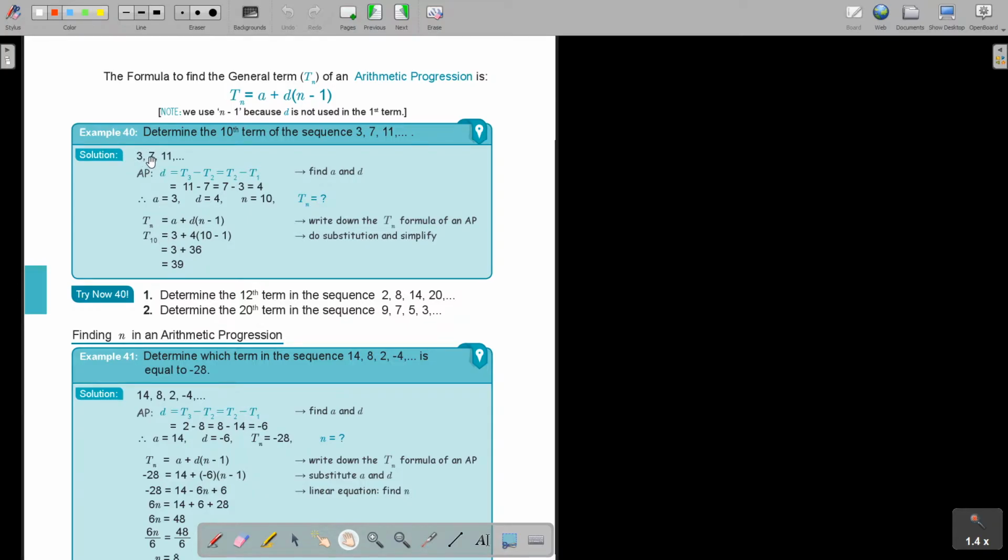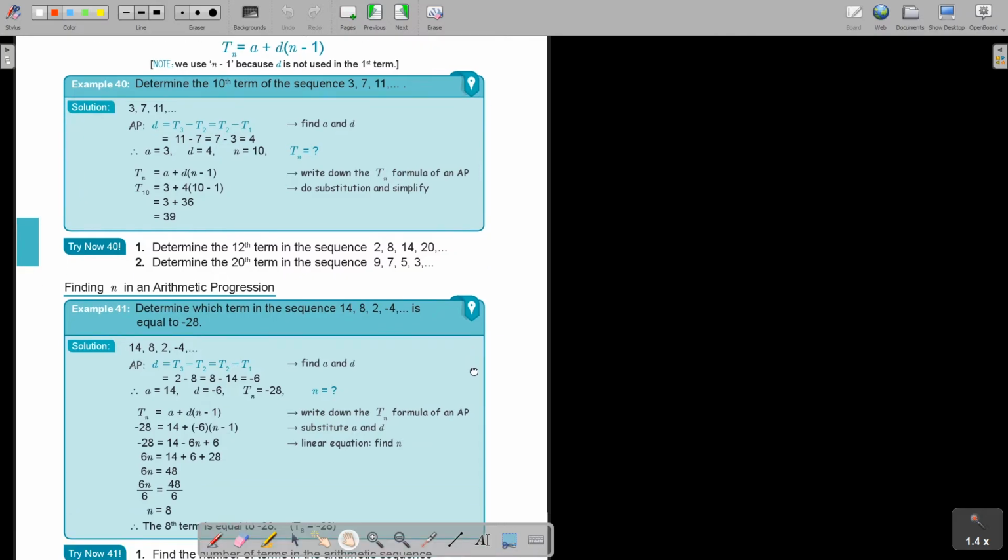To find the value, you first have to determine if it's an AP or GP. But this is an AP. 7 minus 3 is 4, 11 minus 7 is 4. So D is 4. It's good to first get that. And they want the 10th position, so n will be 10, and I just substitute. Then they just play around with the formulas, and it's really not that challenging.